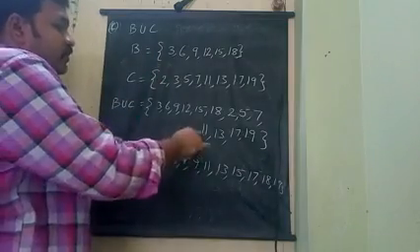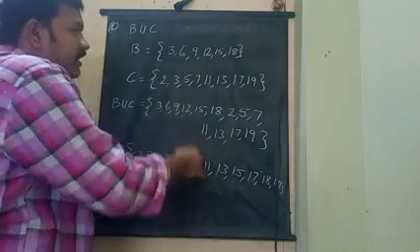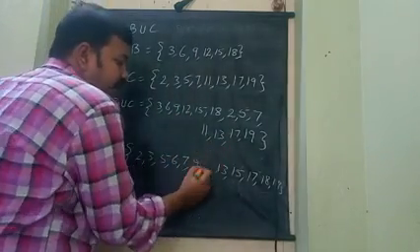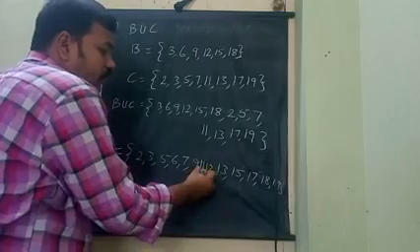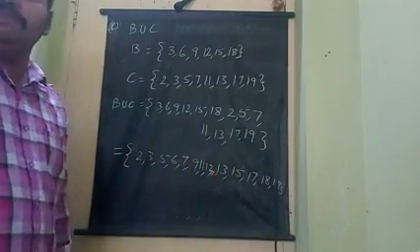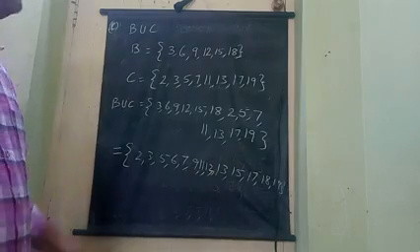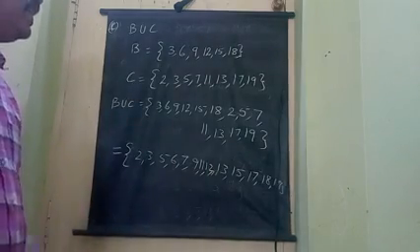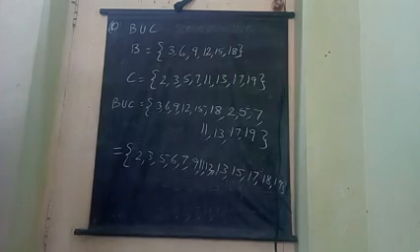Check once. After 9, 12 is missing here. So write the 12 here. 11, 12. Like this you have to count, and whichever one is missing, we have to write here. Count and write. So see this answer.